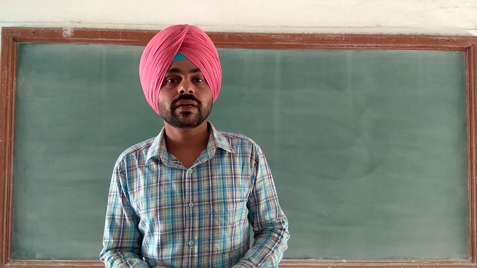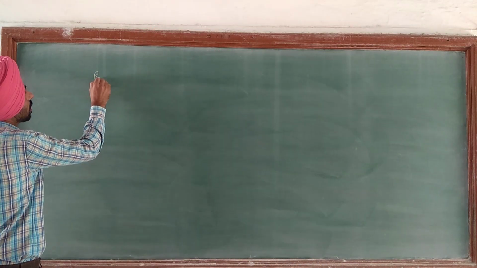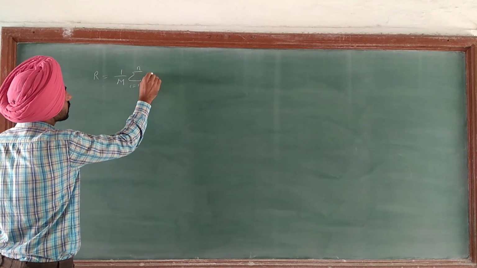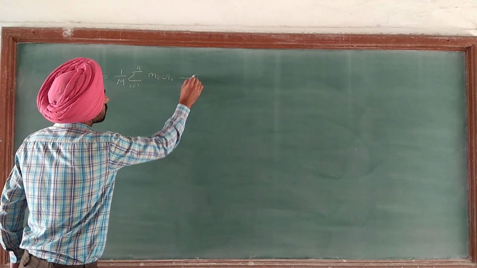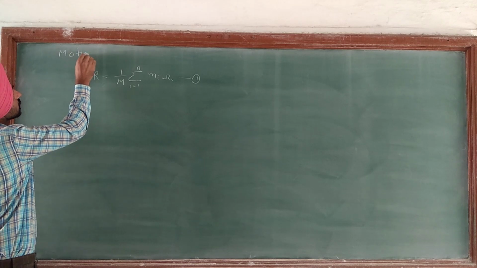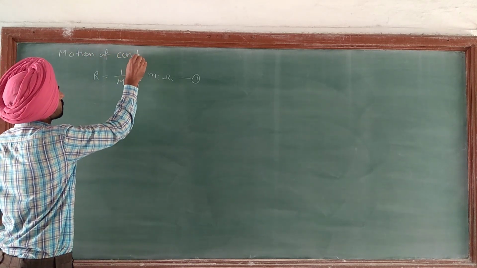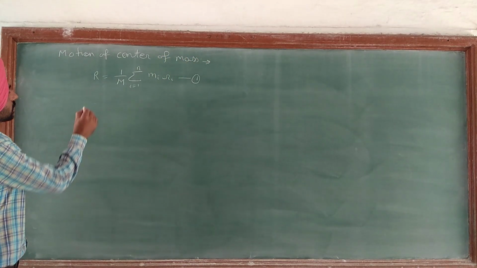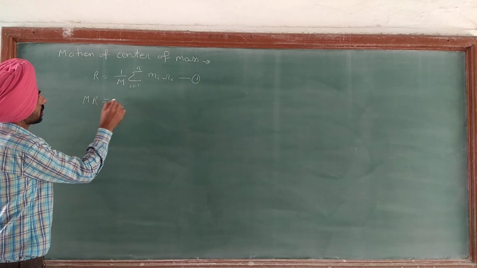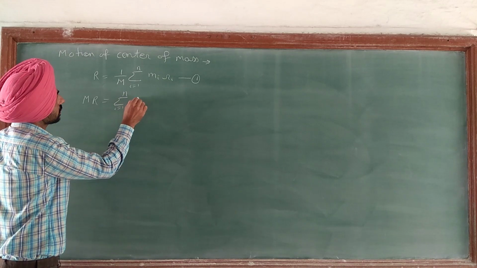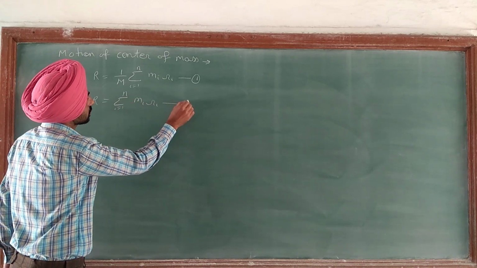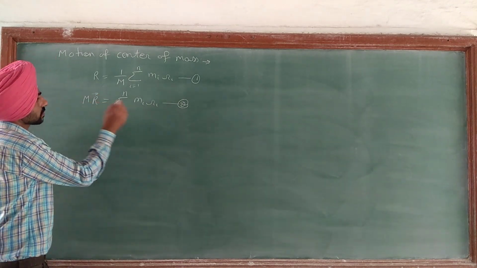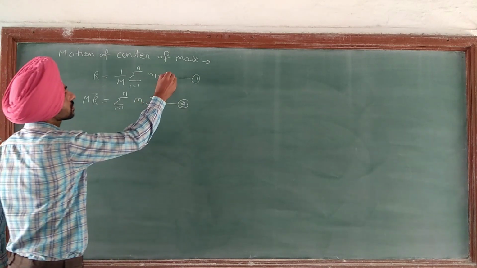As we had already discussed, R is 1 upon M summation i equal to 1 to n, m_i r_i. We are talking about motion of center of mass. If I rewrite this expression as MR equal to summation i equal to 1 to n, m_i r_i, so this R is a vector, it's better to write it in vector form. It's understood.